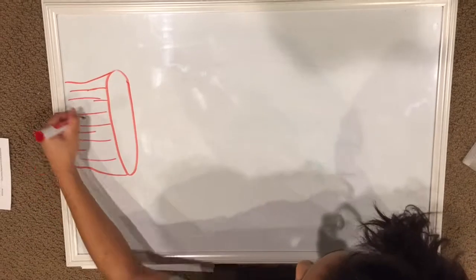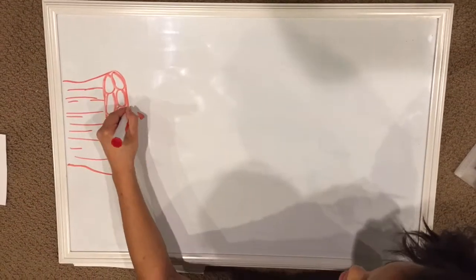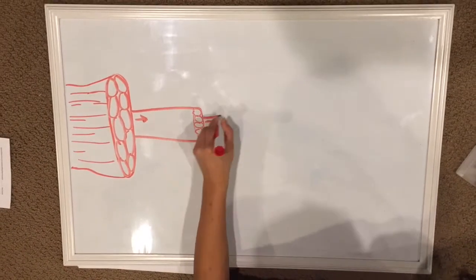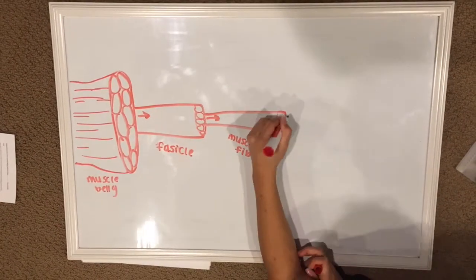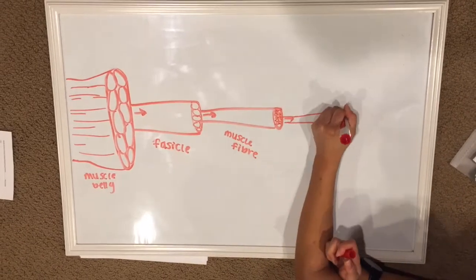Skeletal muscles are made up of several layers. The muscle belly is made up of many fascicles. Fascicles are bundles of muscle fibers or cells. Within each muscle cell there are many myofibrils, which are bundles of myofilaments, including actin, myosin, troponin, and tropomyosin.